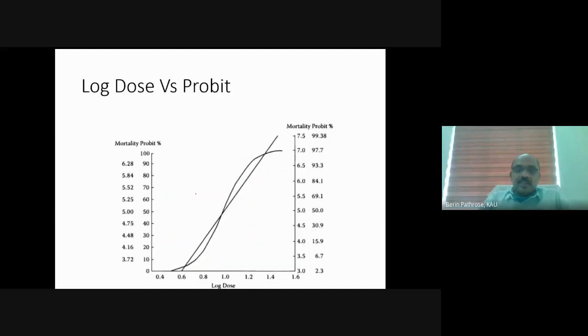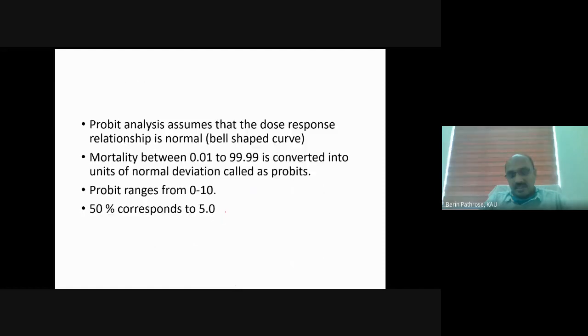See here how a sigmoid curve is converted to a straight line. This is a sigmoid curve where we have not converted the mortality data, but we have transformed the mortality data into probit so that it becomes linear, so that it can be analyzed by regression analysis. This is what we call probit analysis, the fundamental of probit analysis.